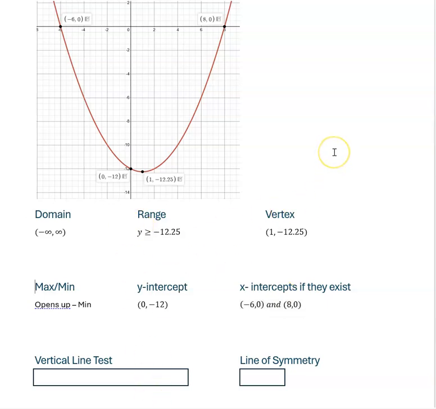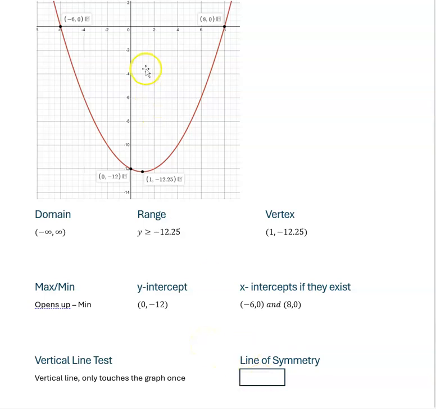Does this function pass the vertical line test? The vertical line test just says if you put a vertical line anywhere on your graph, does it touch the graph in just one place? If it's going to be a function, it has to touch in only one place. If you were to run a line across here, you can even think of the vertical lines of our coordinate system, those each touch our graph in exactly one place. So it passes the vertical line test because it only touches once for any vertical line.